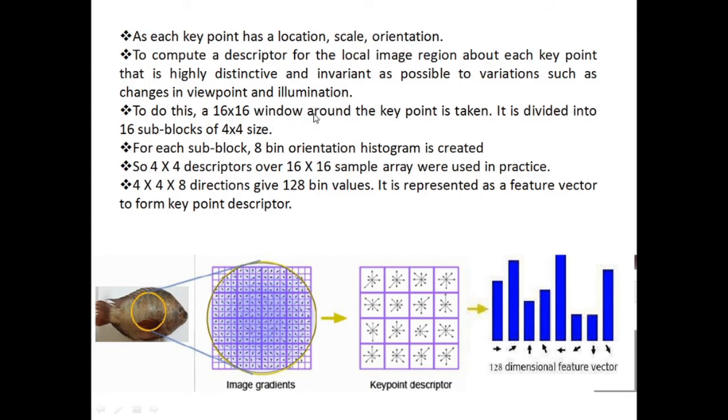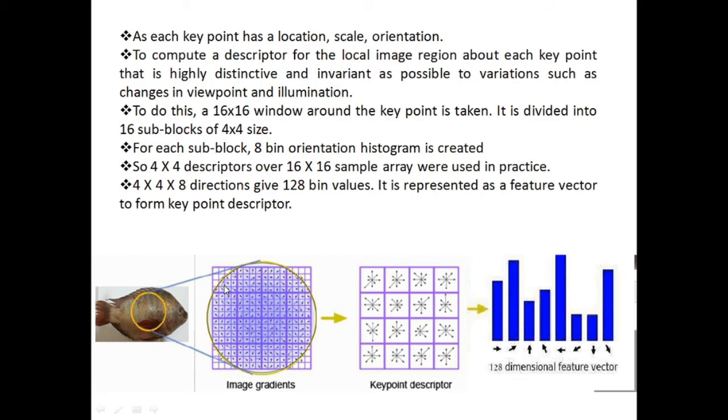Okay, so to do this, take a 16 cross 16 window around the key point. Here this is the region that is being enlarged, and it is divided into 16 sub blocks. So these are the 16 sub blocks, right? 1 2 3 4 5 6 7 8, and each and every sub block is of size 4 cross 4.